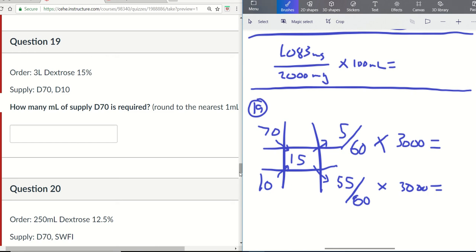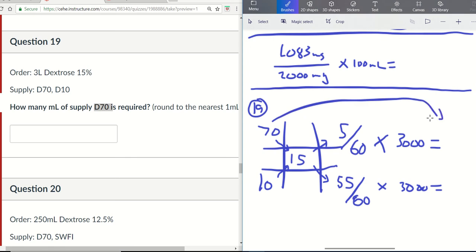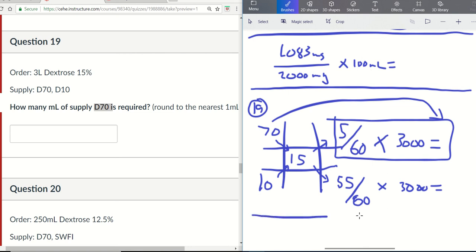Which number do they want? Do they want the top number or the bottom number? Yeah, so they're looking for 70. Here is the 70. So save yourself some time. Just punch in this one. Round to the nearest ml. How many mLs do you need? 250. All right. Sounds like we got a consensus there.